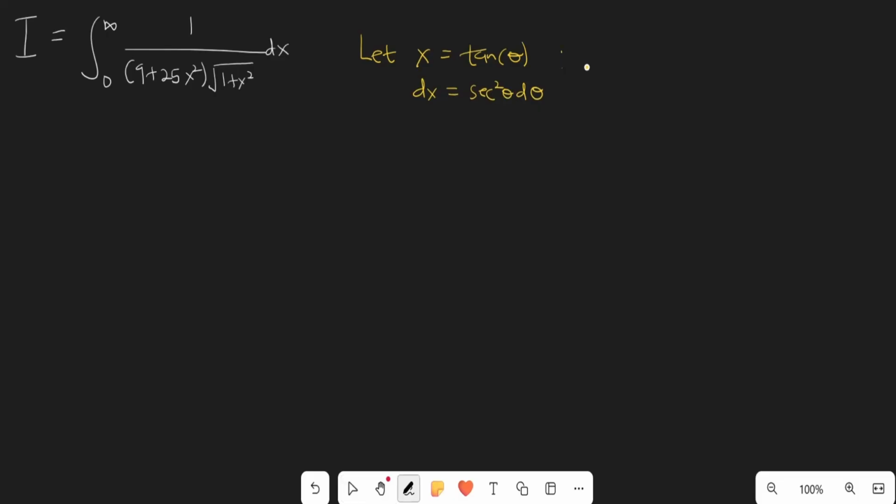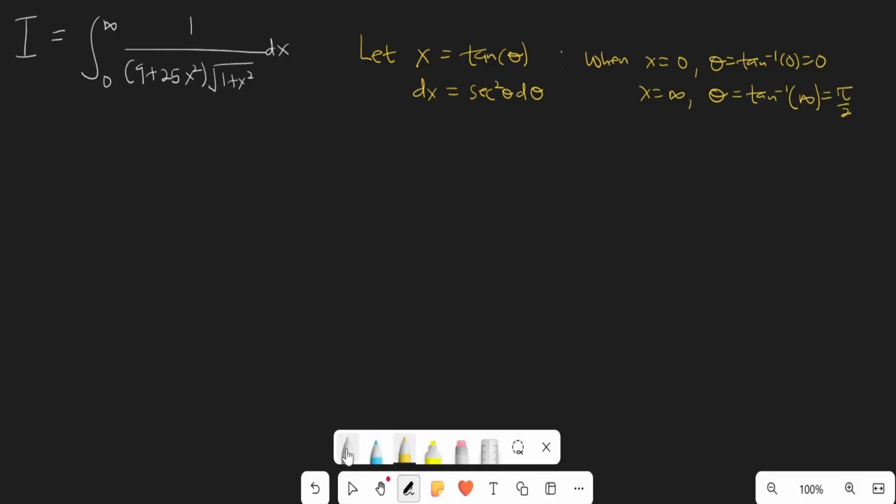And then with the change in limits, when x is 0, that is the lower limit here, we have theta equal to the tan inverse of 0, and that is equal to 0. When x is equal to infinity, which is the upper limit, theta is going to be equal to the tan inverse of infinity, and that is equal to pi over 2. So we can take the integral from the x world into the theta world.